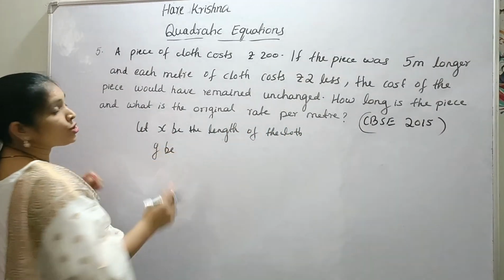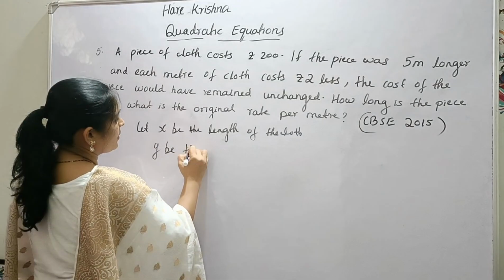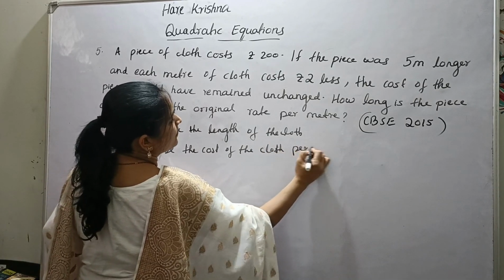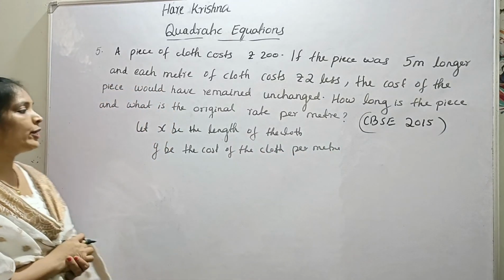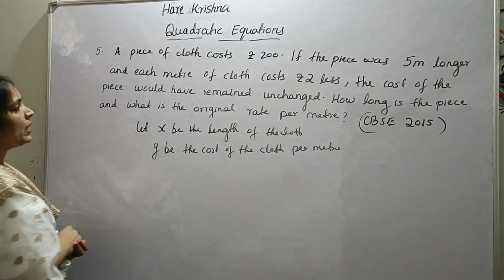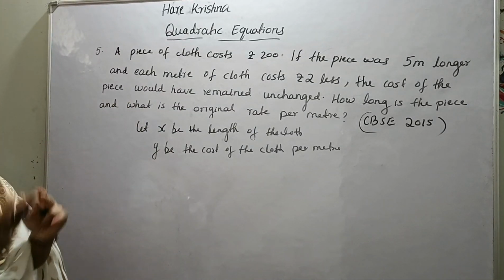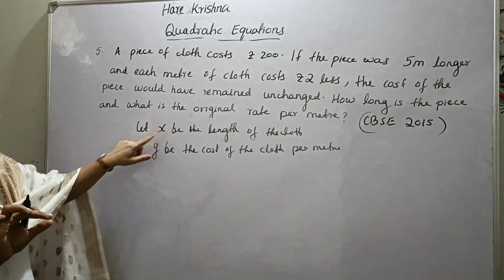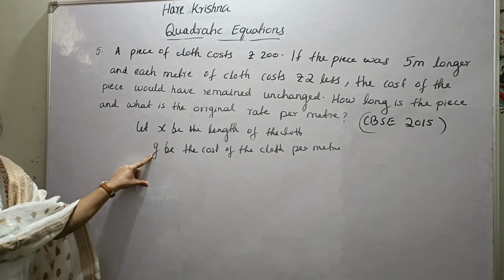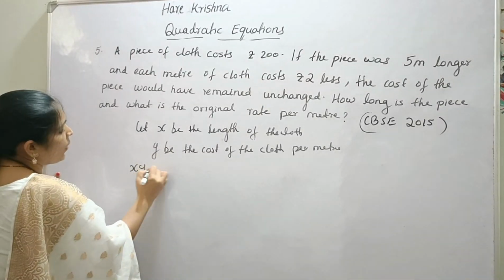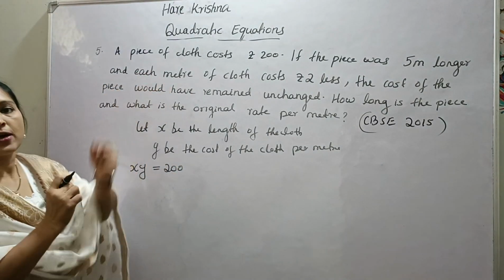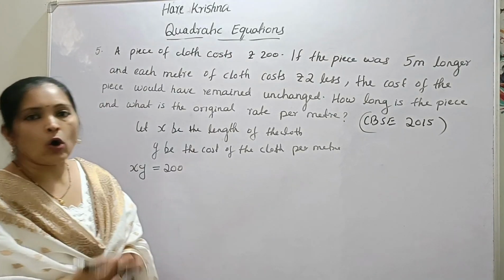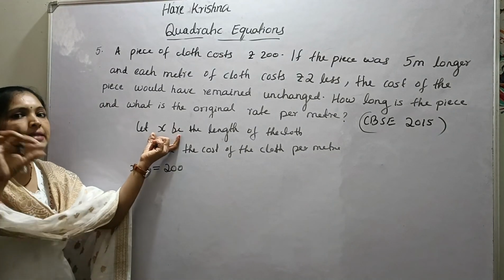And let y be the cost of the cloth per meter, that is, y be the rate of the cloth per meter. Now here it is given that a piece of cloth costs rupees 200. Its total cost is rupees 200. And what is the length? Length is x and rupees y is the rate of cloth per meter. Therefore, here x into y is equal to 200 because total cost is rupees 200. And next what is given? If the piece was 5 meter longer, actually its length is x meter.